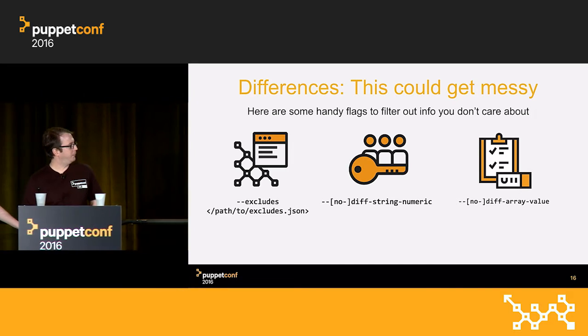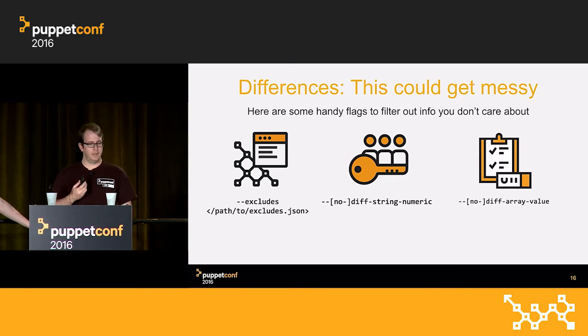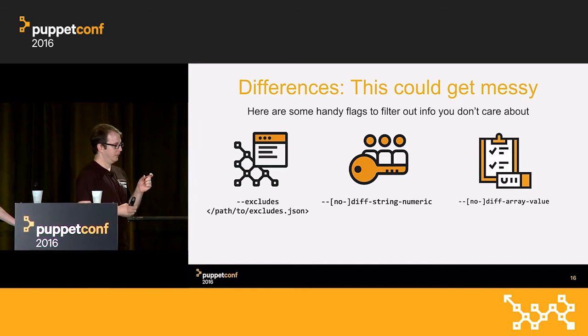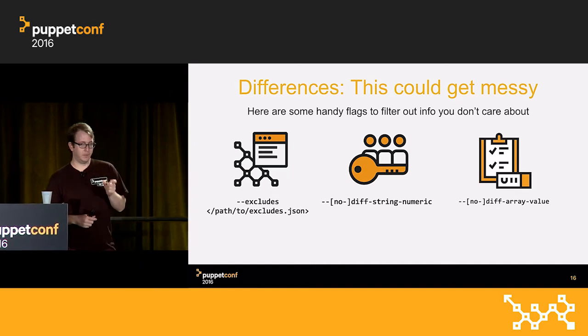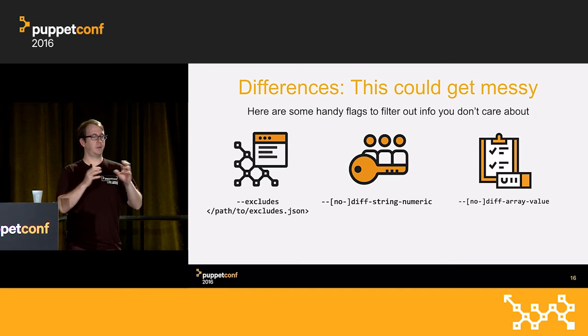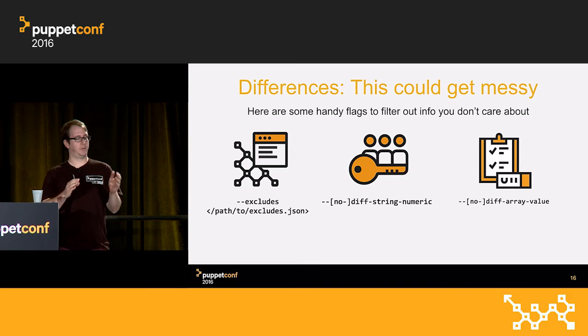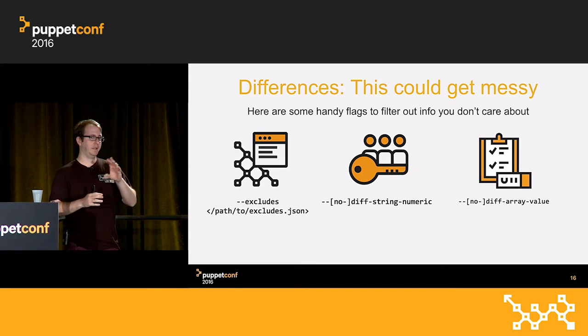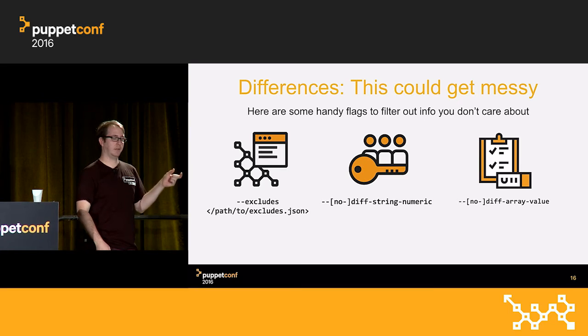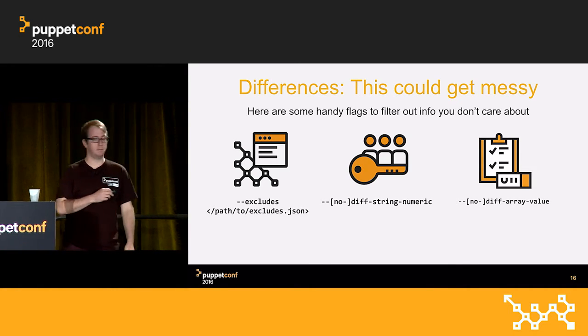And then also the no-diff array value. In the Puppet 4 parser, when it's compiling the catalog, some parameters, if it's a single element parameter, a parameter with a single string as a value, internally in the catalog, that'll be cast to an array with a single string inside of it. And that's just happening inside the catalog. When it comes to catalog application, it doesn't actually affect anything, but that's going to show up in the report. So you can hide those with no-diff array value.